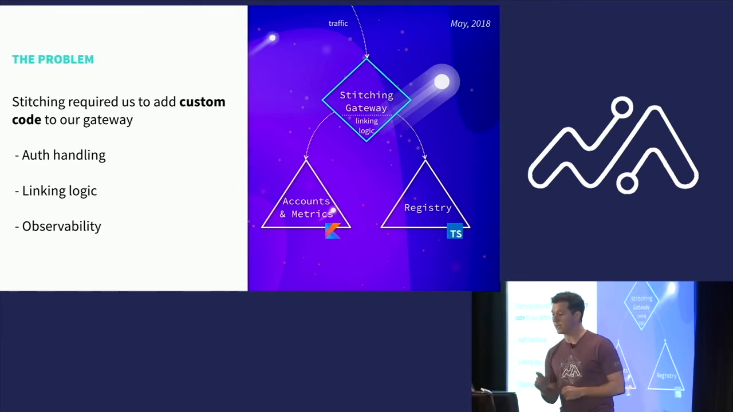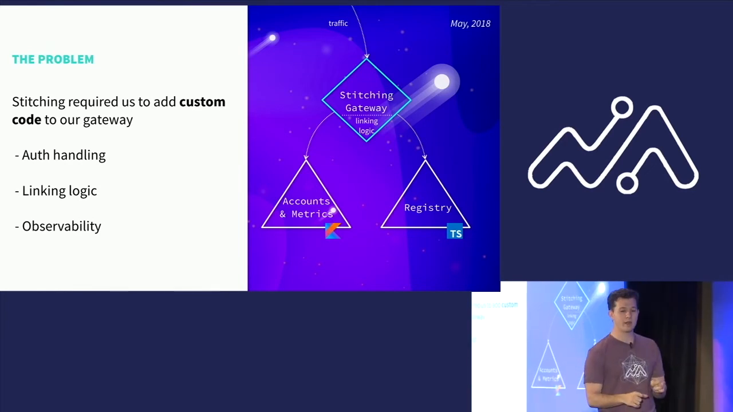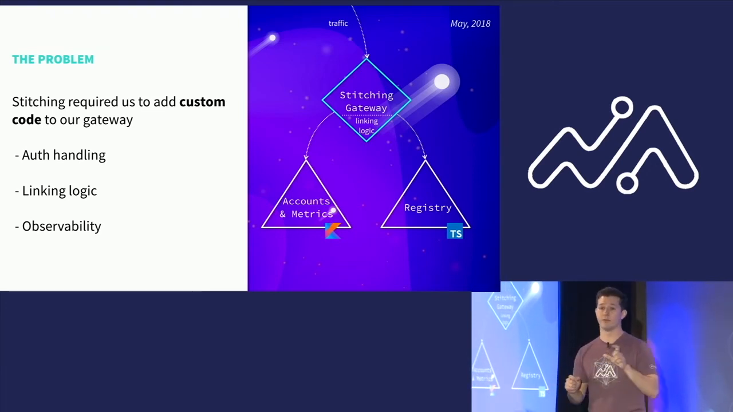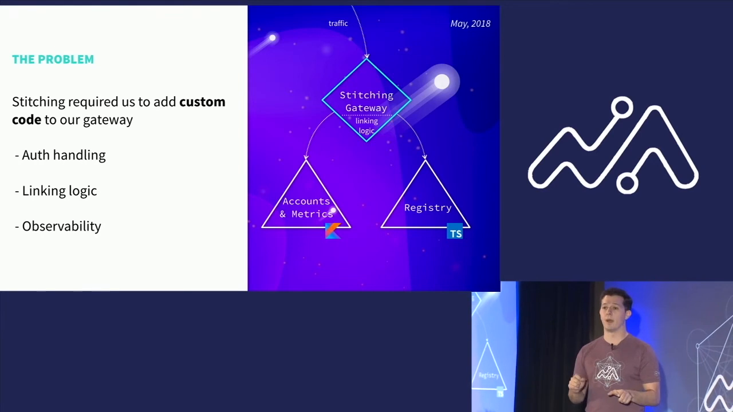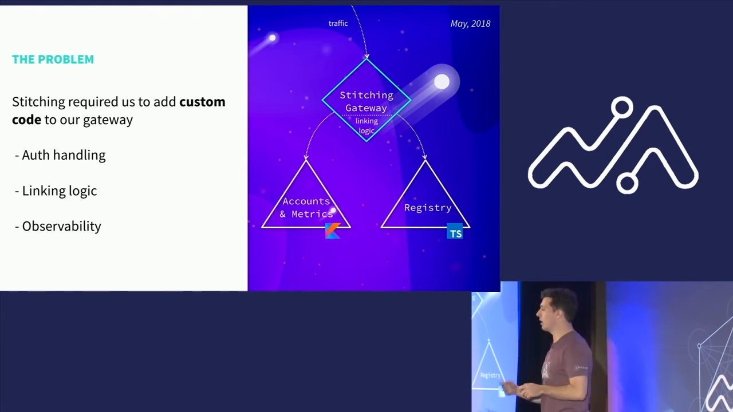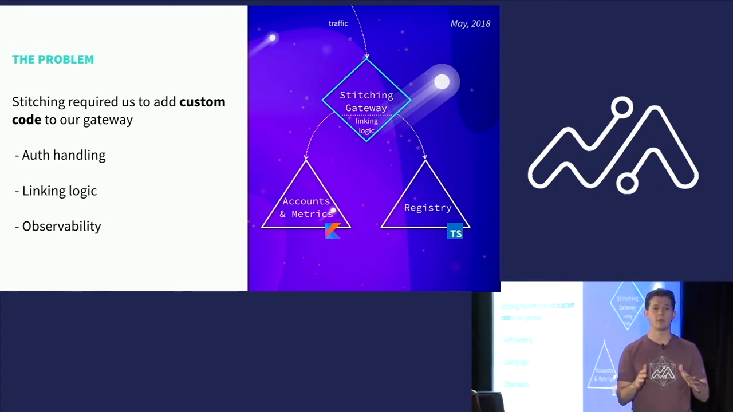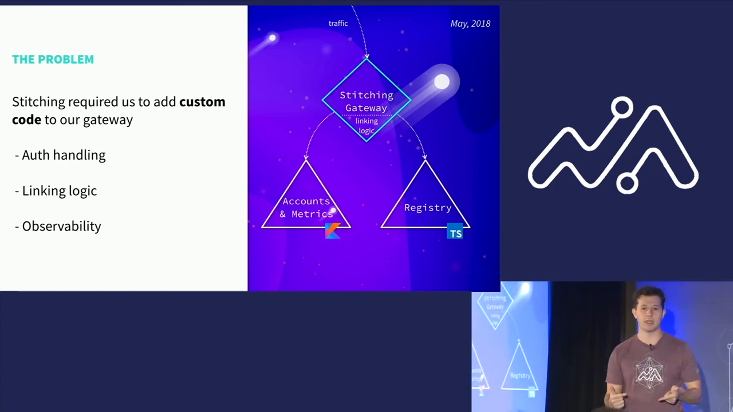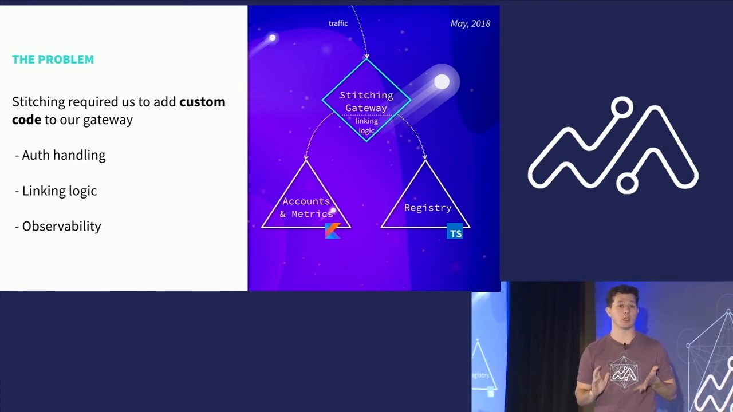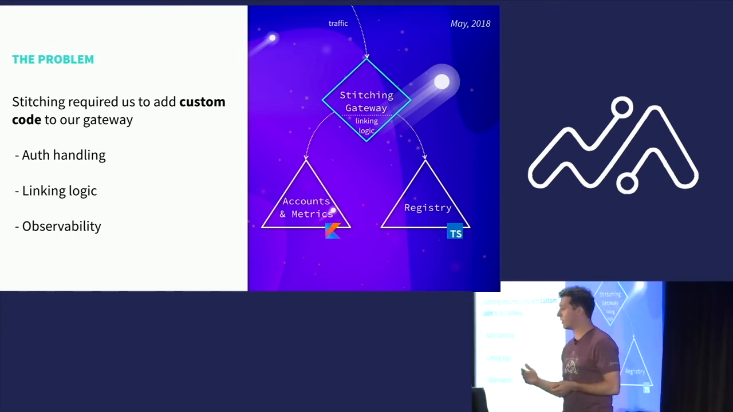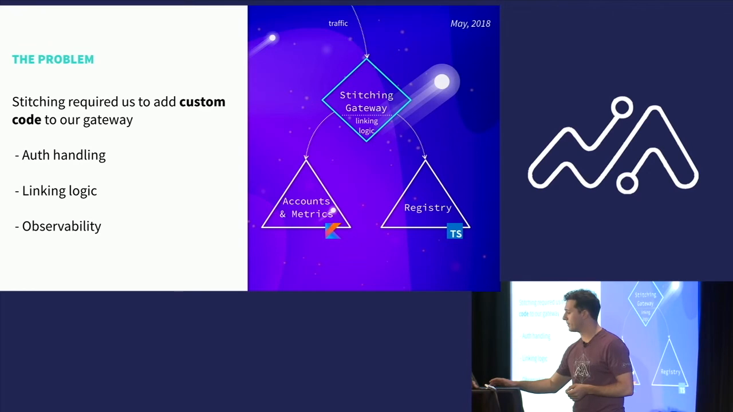But there was a major problem, which is that stitching required us to have a lot of custom code in our gateway. Not only did it have a lot of custom code in the gateway for business logic and linking logic, but additionally, it caused us to reconfigure all of the obvious gateway problems, such as handling sending context from the gateway to the underlying services. Things that you don't need to deal with when you're running with a monolith, but you absolutely need to think about when you're running a gateway.